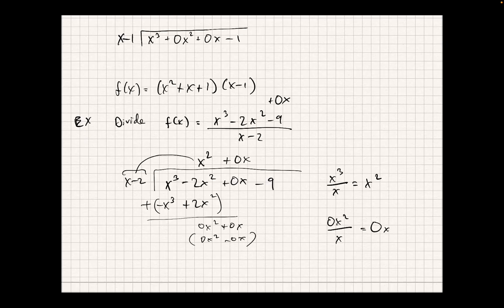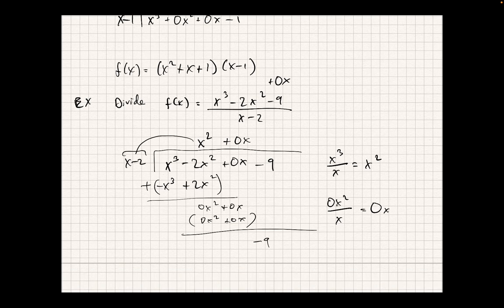And then minus. Would you get 2x or 20x or just 0x? It's 0x times x minus 2, which is 0x. So 0x minus 9. You get negative 9 over x minus 2. Alright, so you get 0x, right? Yeah.